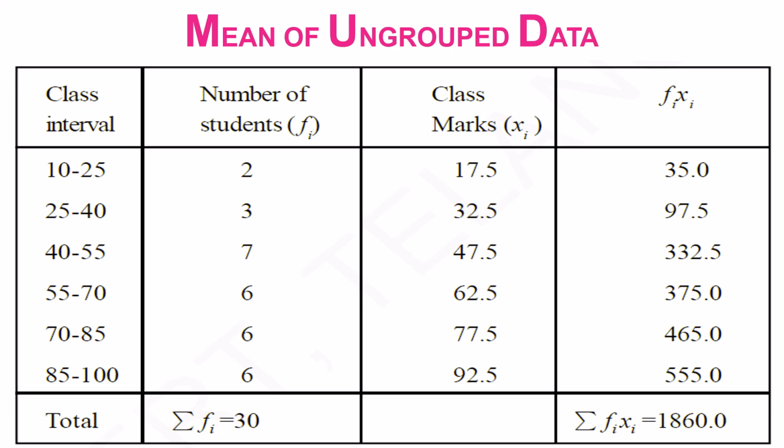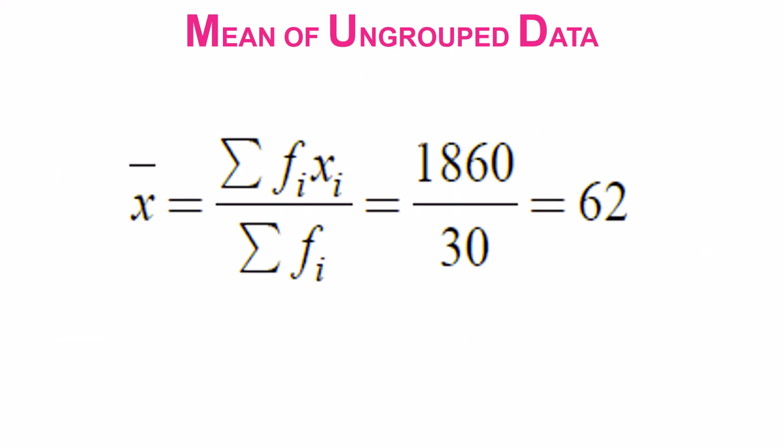Sigma fi equals 30. Sigma fi xi equals 1860. Place these values in the x bar formula. So, the mean x bar of the given data is given by x bar equals sigma fi xi divided by sigma fi equals 1860 divided by 30 equals 62.